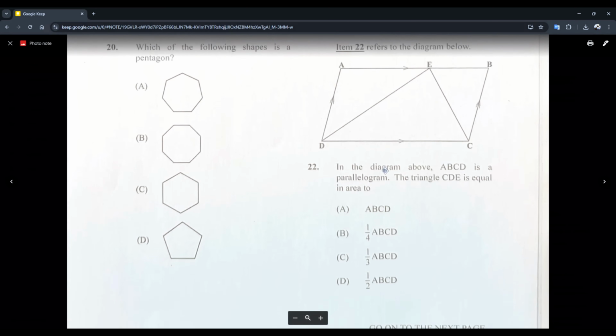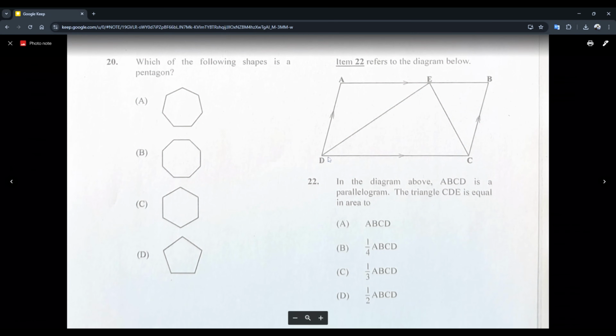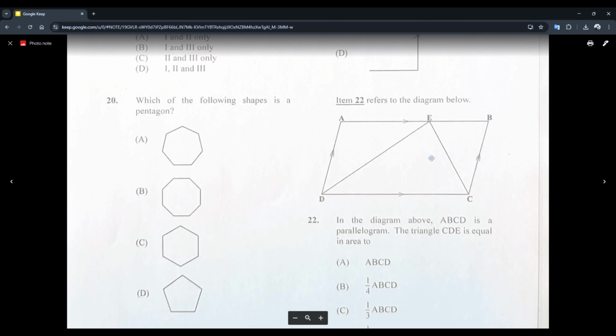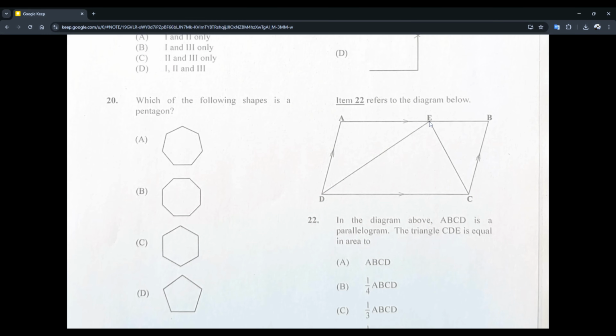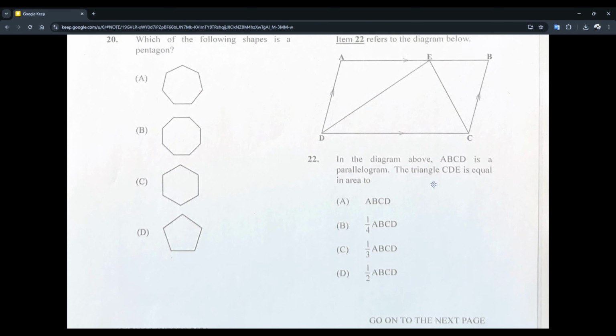Number 22, in the diagram above, ABCD is a parallelogram. The triangle CDE is equal in area to... so the triangle is half the area of ABCD, so that's D. I would have explained this in a previous video. Basically, they share the same base and the same height, but this is a triangle and this is a quadrilateral, so the triangle is half the area of the parallelogram.